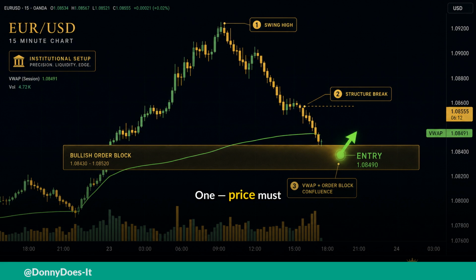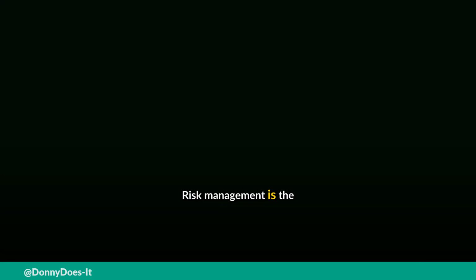I need 3 things to line up at the same time. 1, price must be above VWAP, meaning bulls are in control. 2, price must pull back to an order block zone from the morning session. 3, that order block must be sitting right at or near VWAP. When all 3 align, I call it a triple confluence entry. In 2024, my triple confluence setups hit my first target 71% of the time.